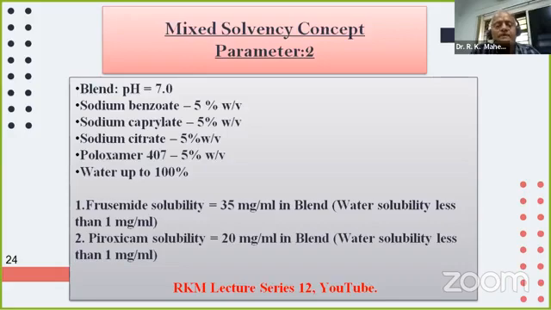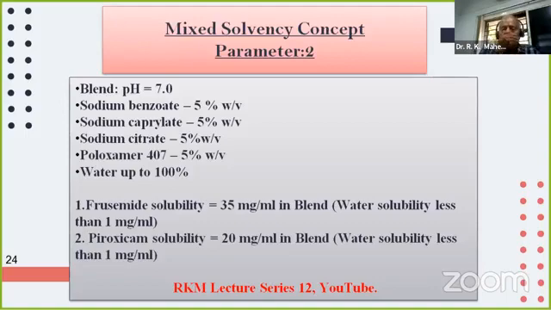This blend has a pH of 7, and contains these four solids: sodium benzoate 5%, sodium caprylate 5%, sodium citrate 5%, Poloxamer 407 5%. All these are solids. 20% is the total concentration of these four solids. The pH is 7, which is neutral. I checked the solubility of several drugs in this particular mixed solvent blend, and out of those, I am giving examples of two only. In case of furosemide, the solubility in this particular blend was 35 milligram per ml, but in water less than 1 milligram per ml.